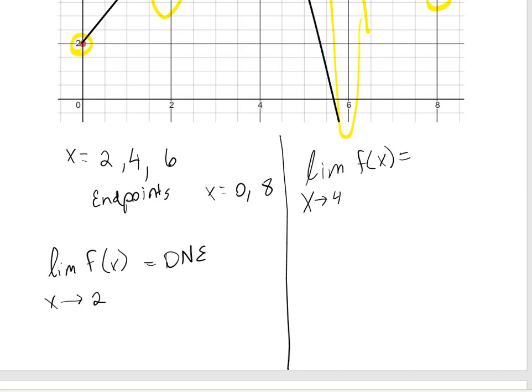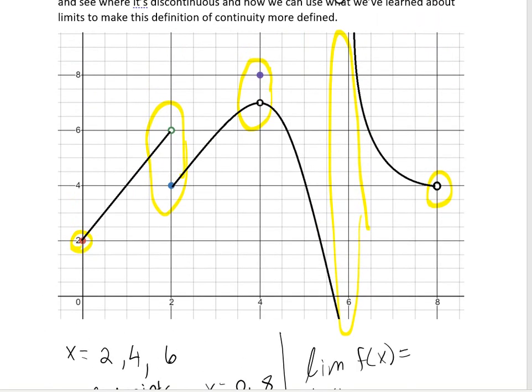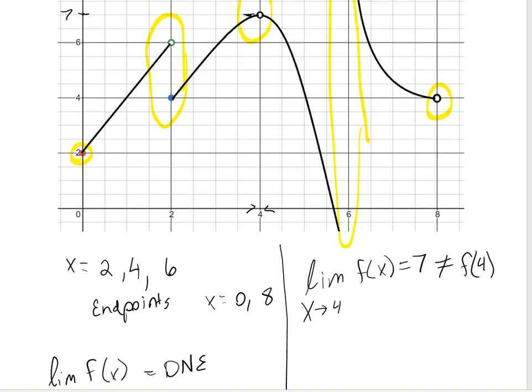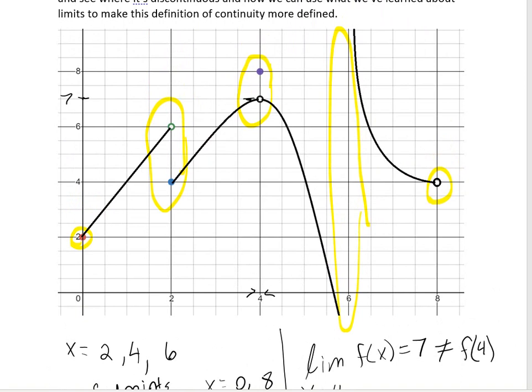Now, when x approaches 4 of our function f of x, well, the limit does exist. So if we look back up, what we can see is as we approach 4 from the left or the right side, it looks like our function is approaching 7. So even though the limit exists here, why is it still not actually continuous? Well, the reason is that that doesn't actually equal the function value at 4. What happens is if you actually plug in 4 into our function, what we're going to get out, f of 4, is we're going to get out the point 8.